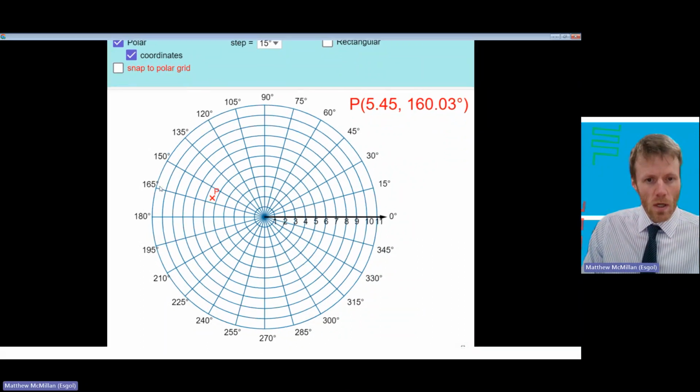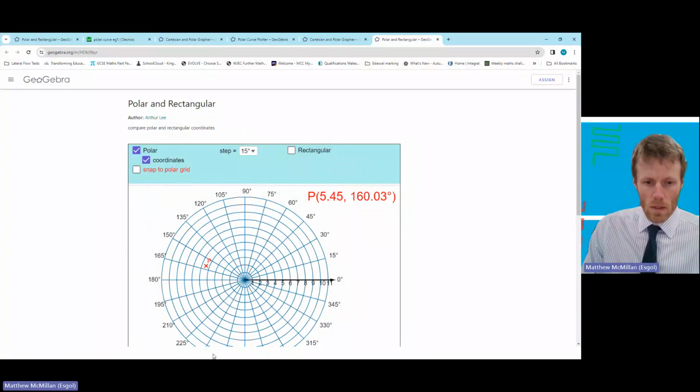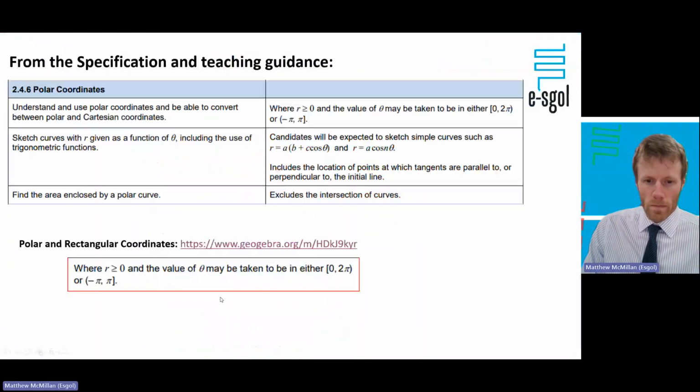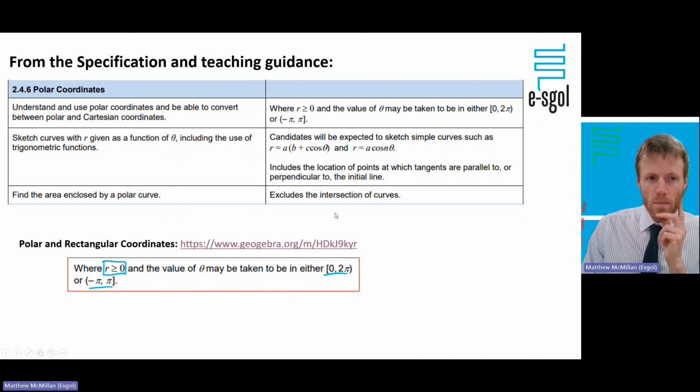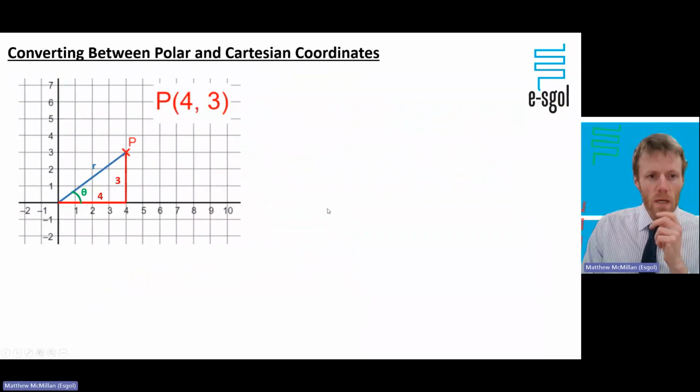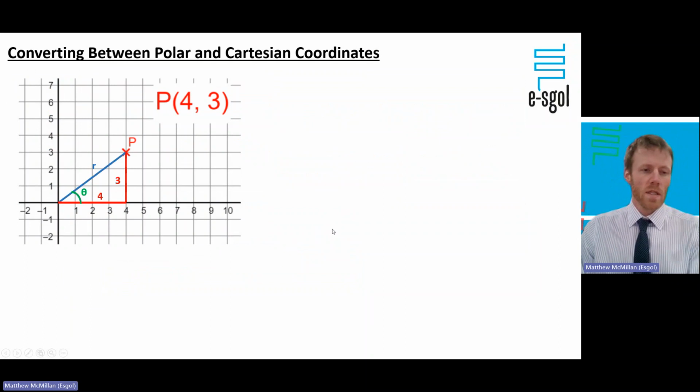Let's go back to our PowerPoint. That's what I put just down here in the box. They'll either go from 0 to 2 pi, or from minus pi to pi. The other thing to pick up is they're saying the radius is going to be greater than or equal to 0. We'll have to think about what that means in a minute when we do a little bit of investigation of some graphs.